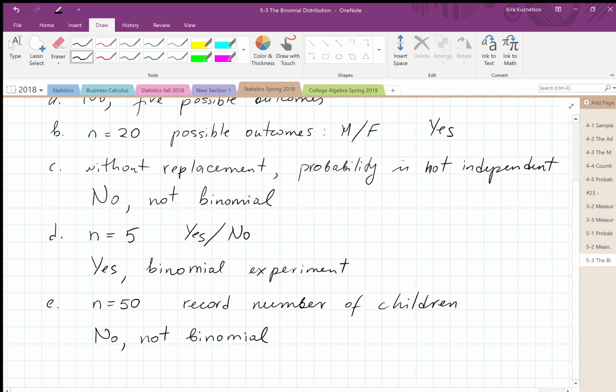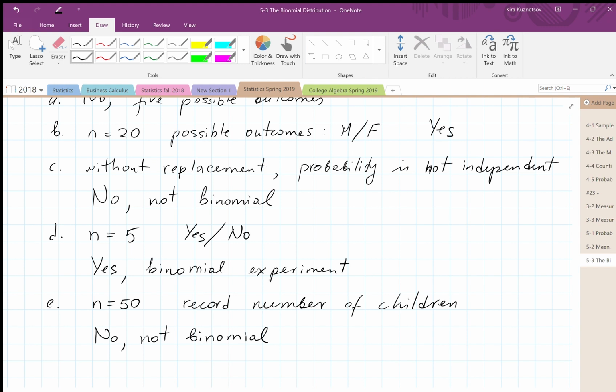Now in part E, you can actually rephrase this. Ask 50 families whether or not they have children. So, do you have children? Yes or no? Next family, do you have children? Yes or no? Or maybe you want to subdivide it into 0 or 1 kid versus 2 or more. So it's up to you how you want to phrase this, but as written in part E, this is not a binomial experiment.